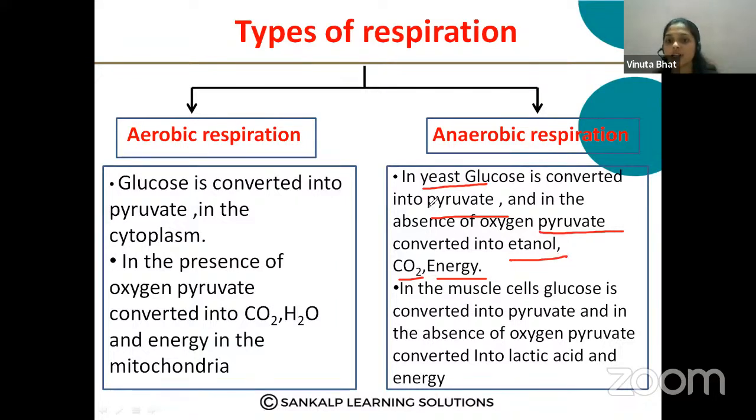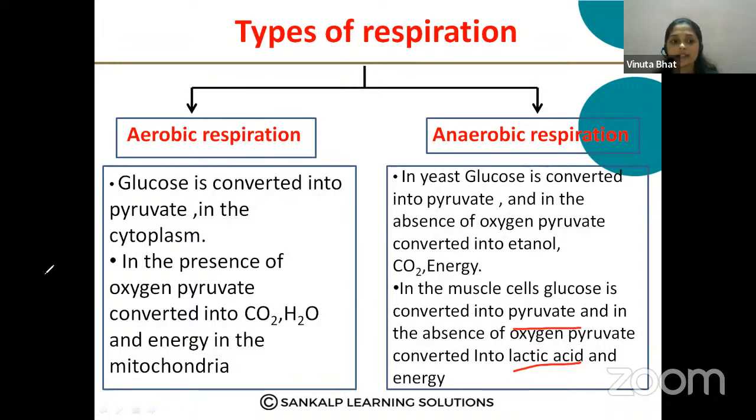So alcohol preparation ಅಲ್ಲಿ ಈ anaerobic respiration ಅನ್ನ use ಮಾಡ್ತಾರೆ, yeast ಅನ್ನ add ಮಾಡ್ತಾರೆ ಅಲ್ವಾ. So that is nothing but a fermentation process. And in the muscle cells, sometimes in our body also there may be a chance of anaerobic respiration. So in muscle cells, in the absence of oxygen, glucose is converted into pyruvate, that is same. Then pyruvate is converted into lactic acid. Lactic acid may cause cramps in our muscles, right?